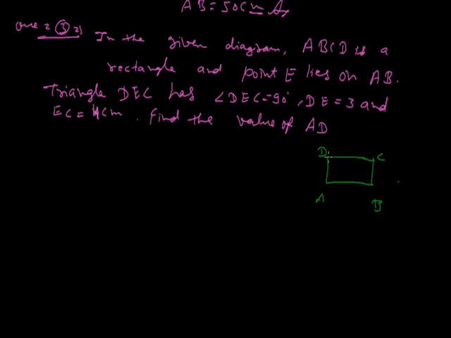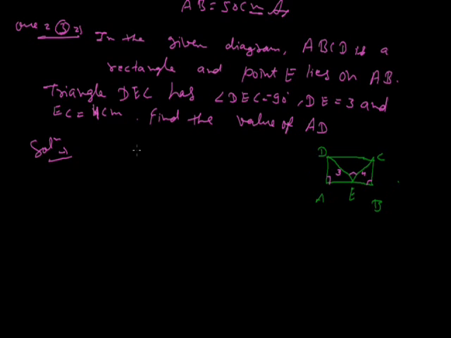Okay, DEC, this is the point E. So it is given in the question that we need to find the value of AD. Now this angle is 90 degrees, this angle is 90 degrees, this angle is also 90 degrees. It is given that the length of DE is 3, and the length of EC is 4.